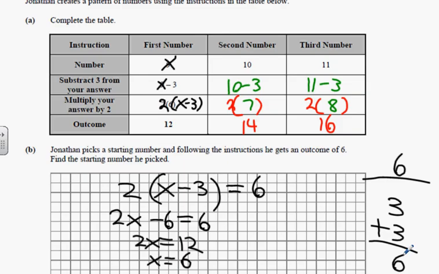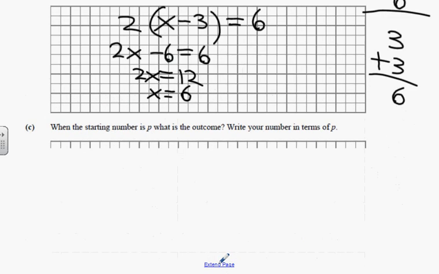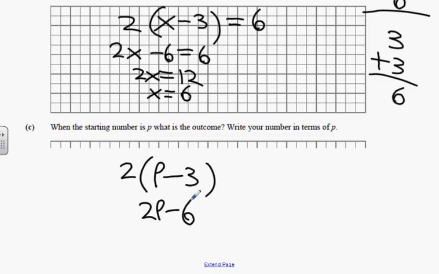Anybody have anything else up their sleeve? No? Now you have to do it. If you start when the starting number is P, what is the outcome? Write your answer in terms of P. P take away 3, then multiply the answer by 2. 2p minus 6. So you do have to do it that way sometimes. Everybody right with that?